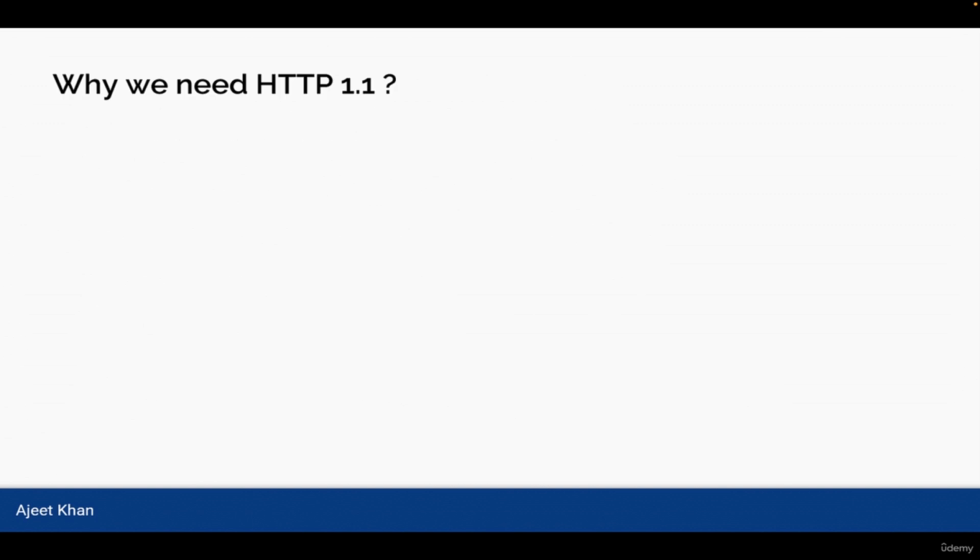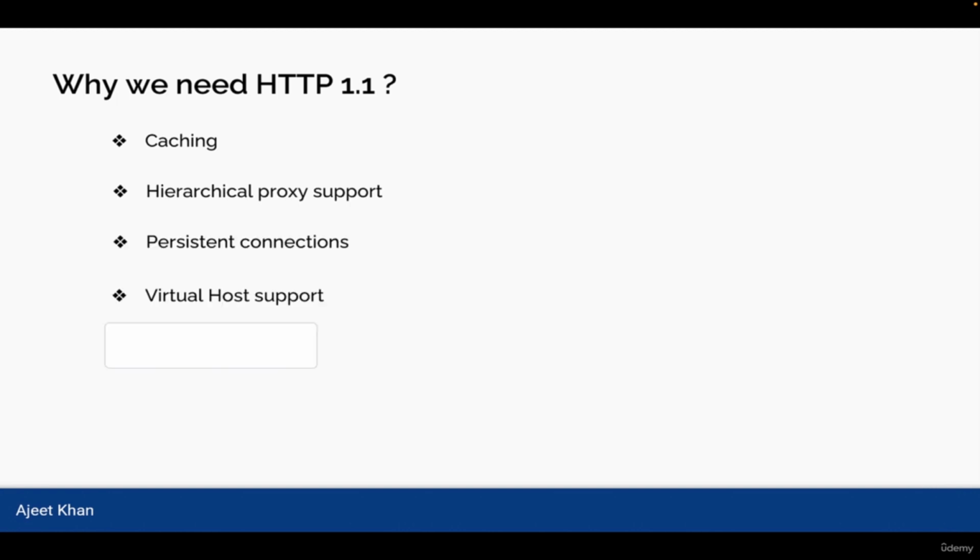Now the question is, why do we need HTTP 1.1? Because it gave us caching, hierarchical proxy support, persistent connections, virtual host support, authentication, and handling the issue of increasing size of content. So due to these factors, HTTP 1.1 was the need of our time.